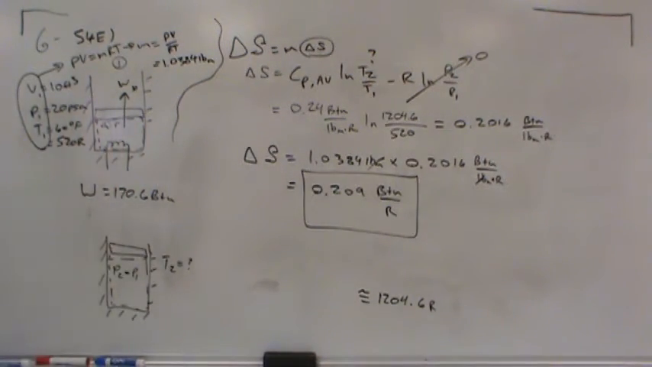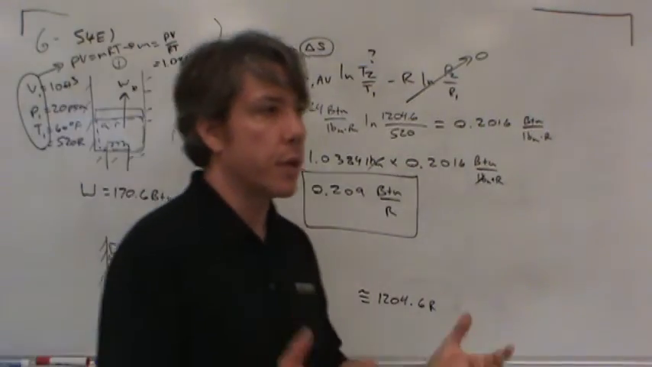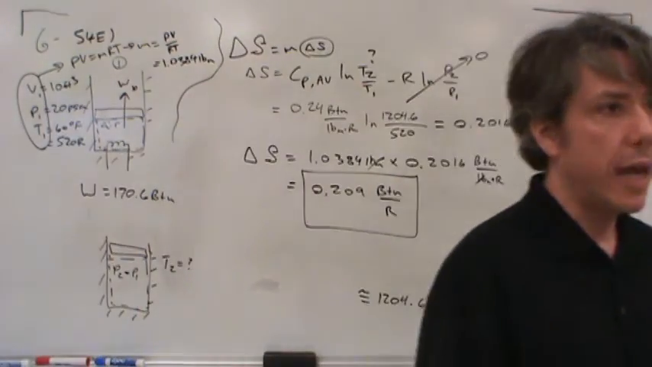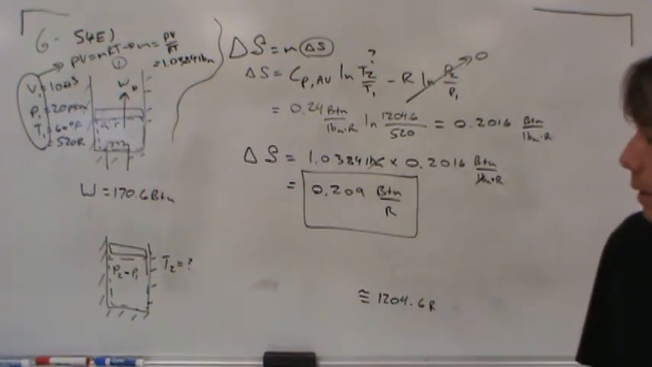So the entropy of the air increased during this process. That shouldn't be too much of a surprise. The temperature of the air went up and the volume, the space that the air has to occupy, went up. Both of those would be interpreted as an increase in entropy, an increase in randomness. Okay?